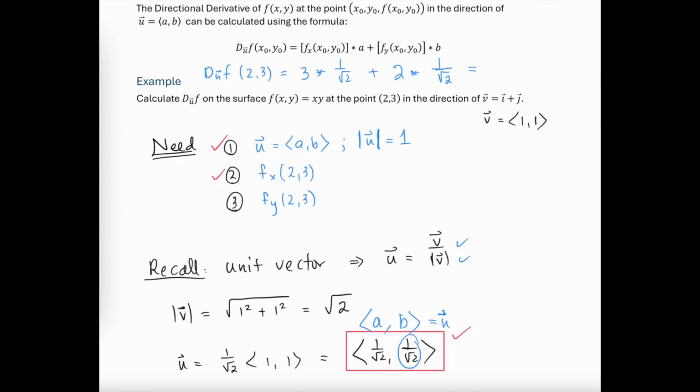So when we add all this together, we get 5 over radical 2, and this is the value of that directional derivative, so our final answer. Now remember, this is a scalar quantity because it represents the slope of a tangent line.